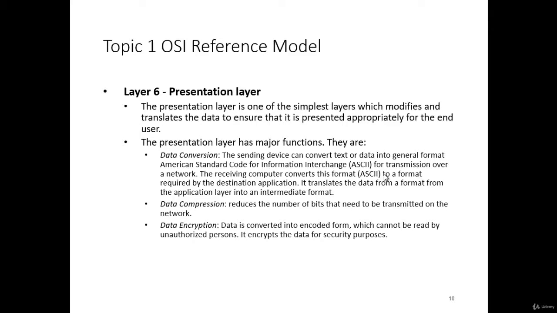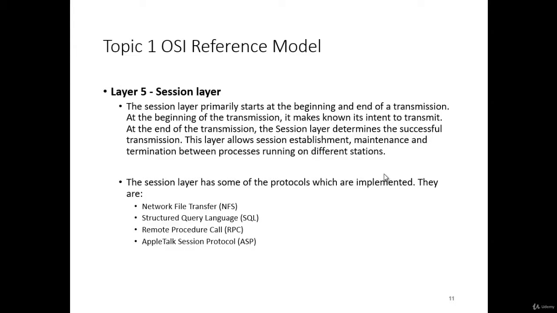It translates the data from a format from the application layer into an intermediate format. Data compression reduces the number of bits that need to be transmitted on the network. Data encryption: data is converted into encoded form which cannot be read by unauthorized persons. It encrypts the data for security purposes.